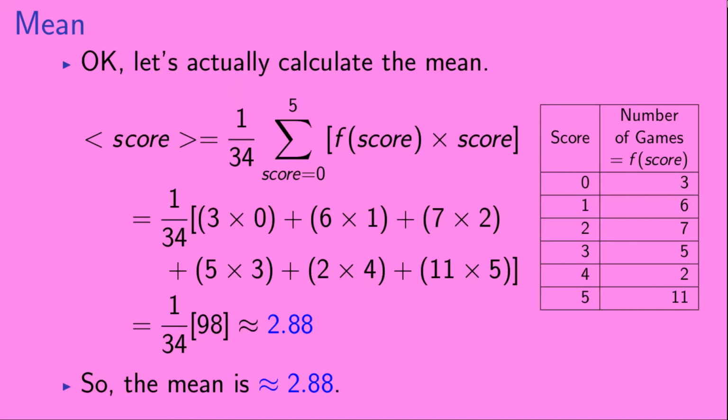Okay, so now let's actually calculate the mean. Here's our expression for the mean score, and now let's substitute in our values of score and f of score from our table. Okay, so for example, for the first term in the sum, there were 3 games in which the team had a score of 0, so we get a 3 times 0 for the first term in the sum. Okay, we repeat that for all of the terms in the sum, and we get that the mean score is equal to 98 over 34, which is about 2.88.